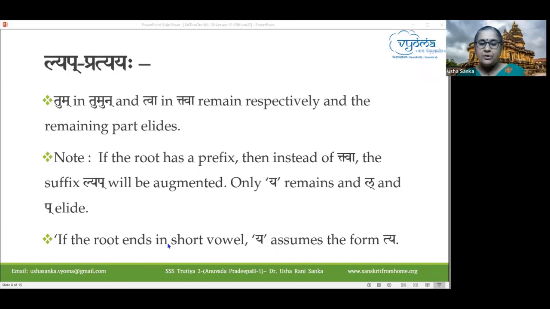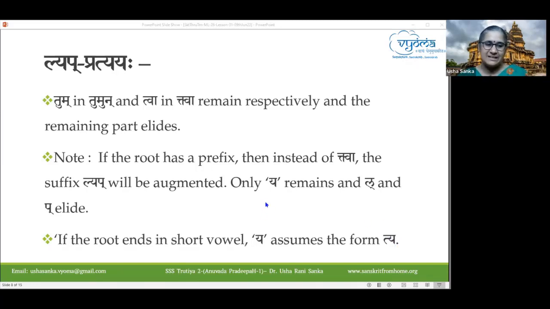Let us see. If the root ends in a short vowel, ya takes tuk. This is one more interesting point. If it is a short vowel ending one, like chi, ji: hato va prapsyasi swargam, jitva va bhokshyase mahim. Ji is a short vowel. That's why it takes jitva. And with upasarga, vijitya. Yes, that is the usage: vijitya. So the tya comes.